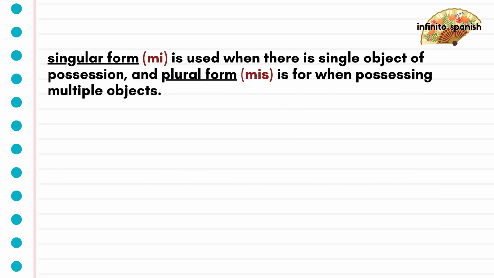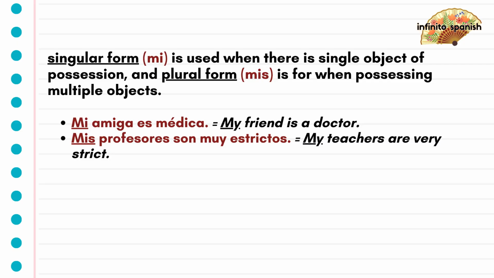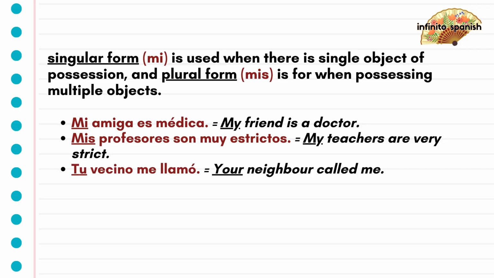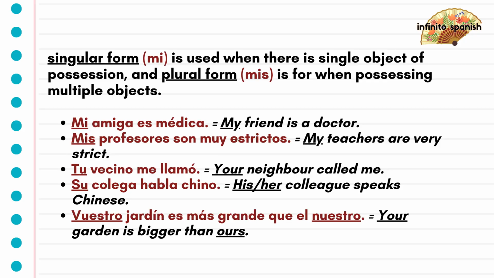These adjectives change to match the noun they describe. Singular forms are used when talking about one thing, while plural forms are used for more than one thing. Nuestro and vuestro forms also change for gender. Let's look at some examples. Mi amiga es médica. My friend is a doctor. Mis profesores son muy estrictos. My teachers are very strict. Tu vecino me llamó. Your neighbor called me. Su colega habla chino. His or her colleague speaks Chinese. Vuestro jardín es más grande que el nuestro. Your garden is bigger than ours.